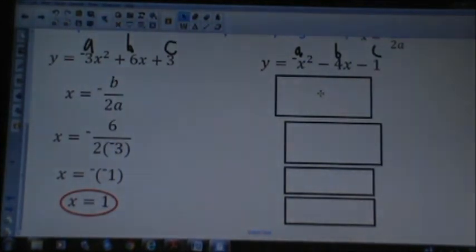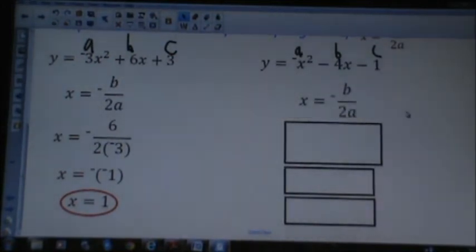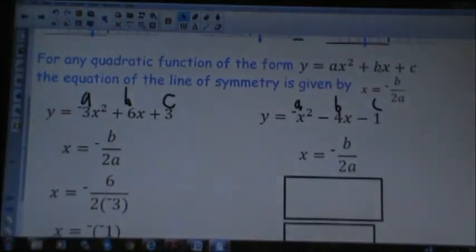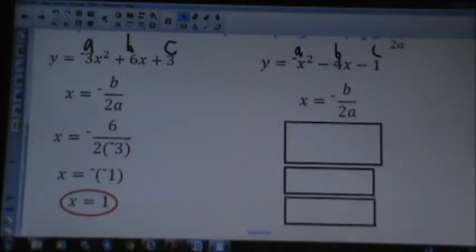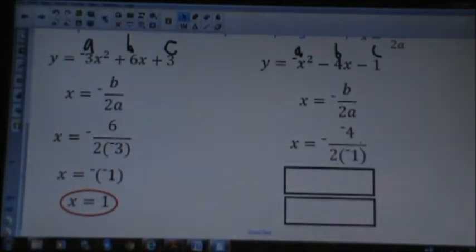So I'm going to write down my formula to find the line of symmetry. X equals negative B divided by 2A. I'm going to plug in negative 4 for B because remember, the formula is plus B. So since this is a minus, that makes this 4 negative. So it's going to be negative 4 divided by 2 times an A. Even though there's no number there, remember that means 1. So negative 4 divided by 2 times negative 1.